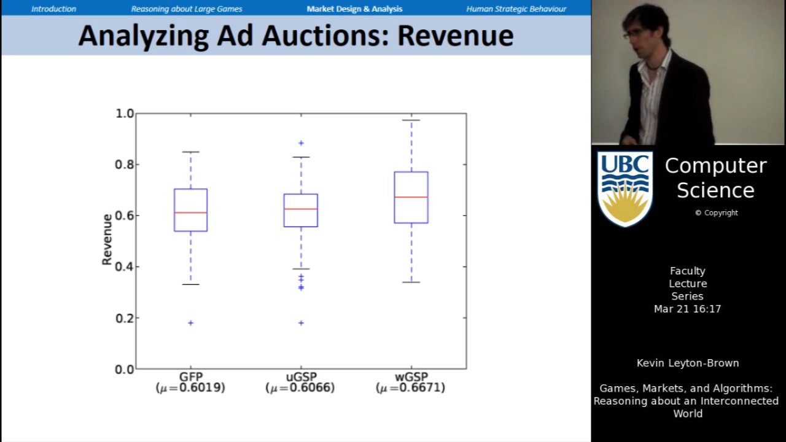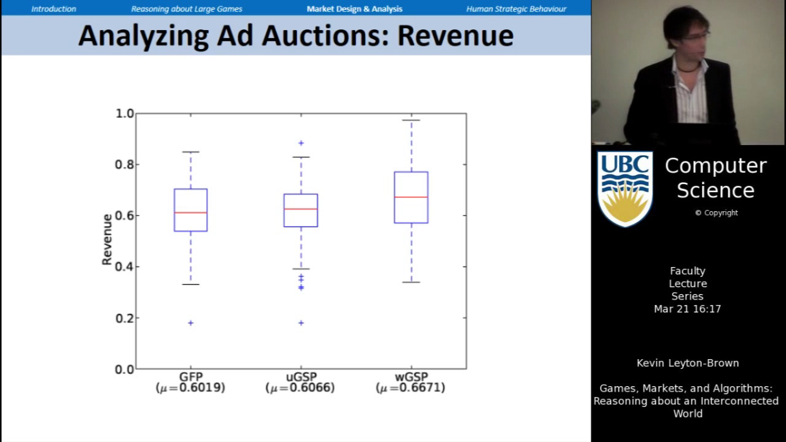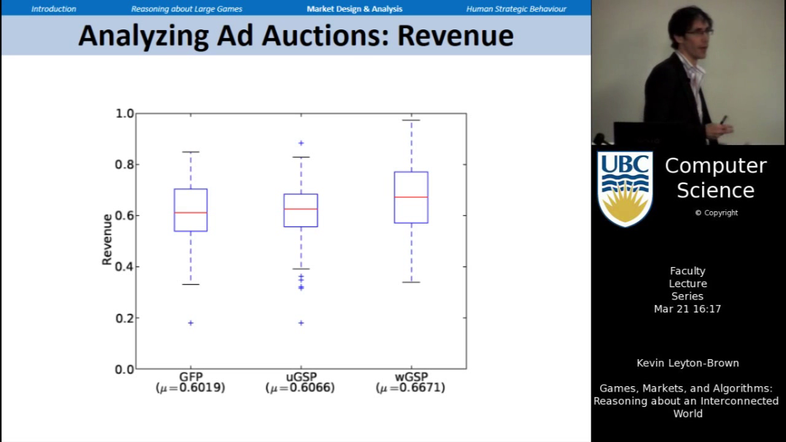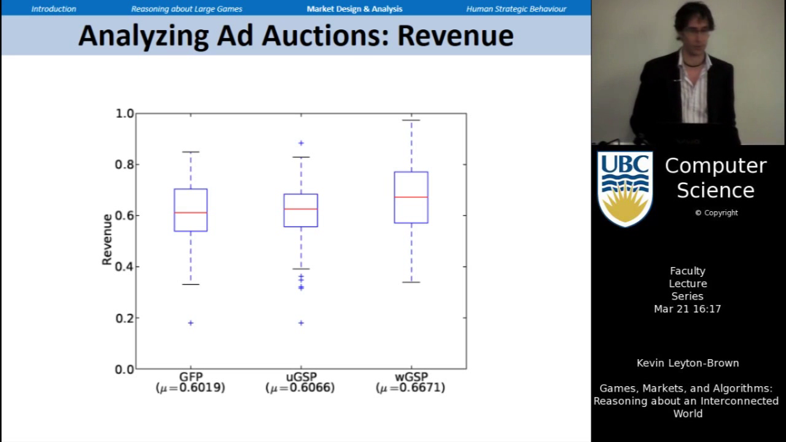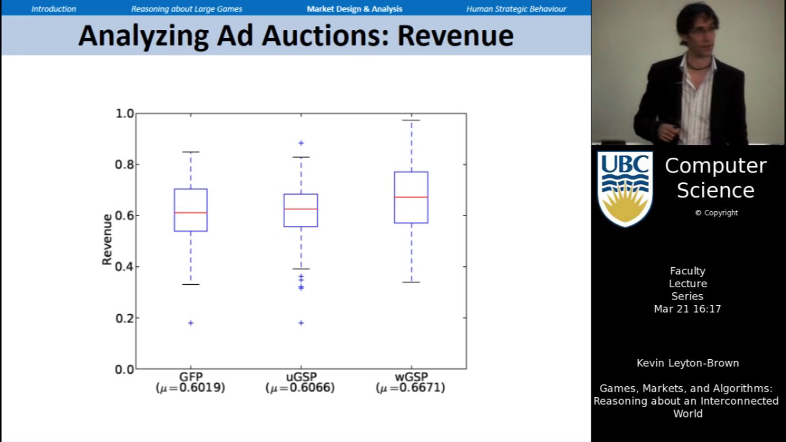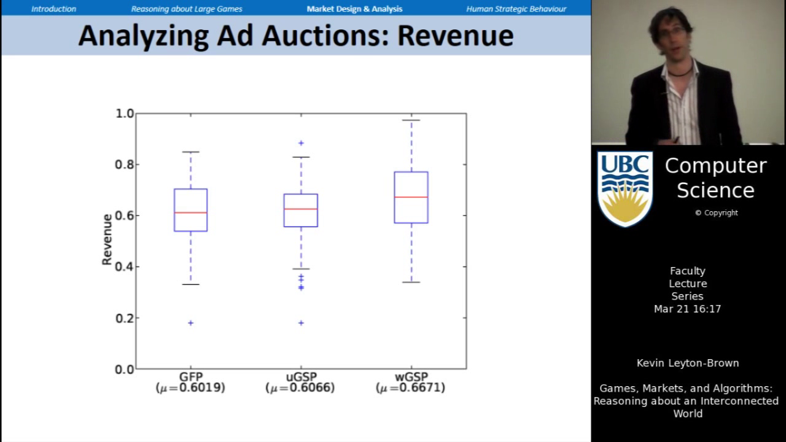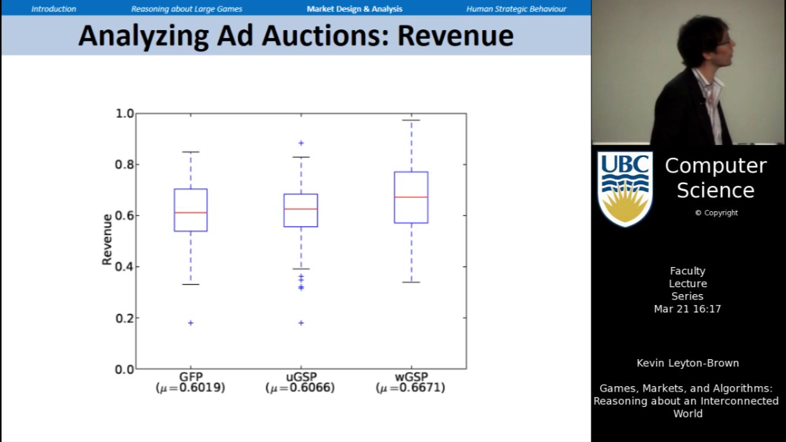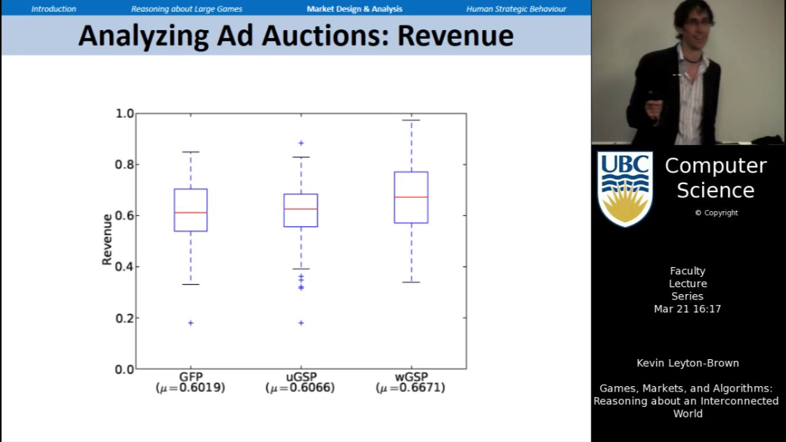The other thing we might wonder about is revenue. Here I'm looking just at one of those 4 distributions, so I can show you the shape of the revenue distributions for the 3 mechanisms. And essentially what we found is that there isn't a significant difference in revenue between the equilibria of the 3 different mechanisms. So you might think that Google is trying to optimize their revenue, but it seems to us that they're not trying to optimize it, at least in the short term.